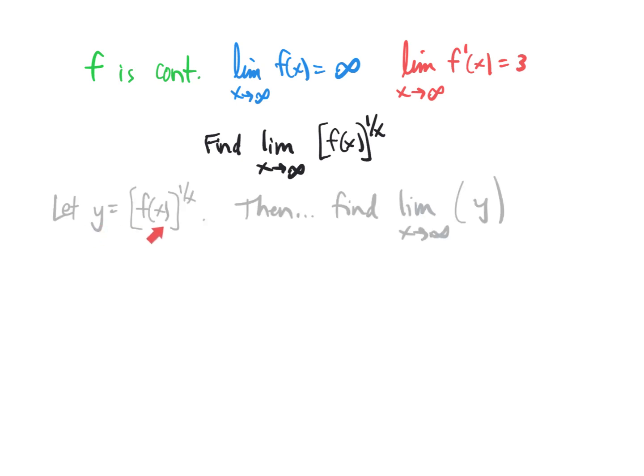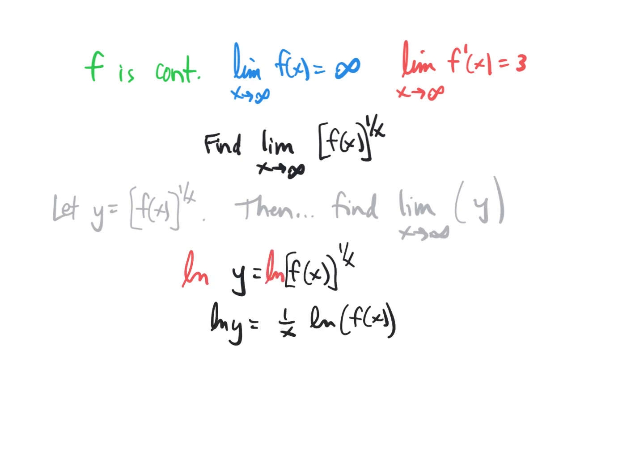Let's let y equal this function. So if we're finding the limit of that function, then we're finding the limit of y. And now we'll just look at the equation y equals this function. And as we've seen many times before, we'll take the natural log of both sides, apply that property of logs, and now we'll take the limit of both sides.